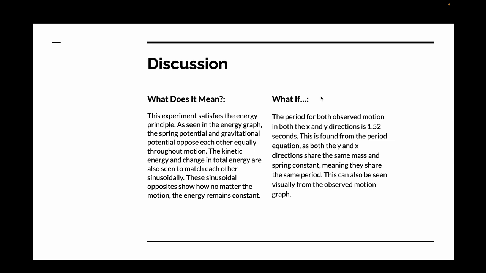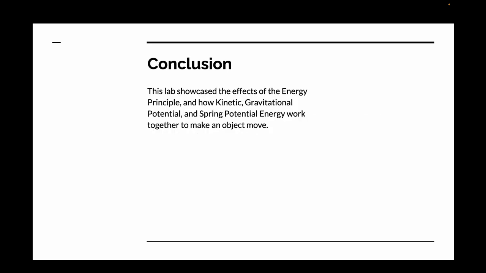What if? The period for both observed motion in the x and y directions is 1.52 seconds. This is found from the period equation, as both y and x directions share the same mass and spring constant, meaning they share the same period. This can also be seen visually from the observed motion graph.